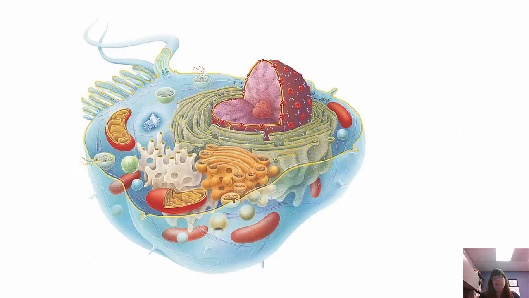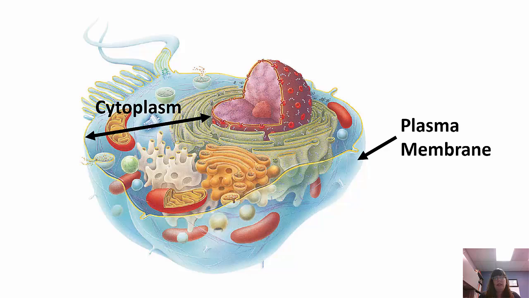Here's the plasma membrane of a typical cell. This has everything possible in this cell. So there's the plasma membrane surrounding the cell, the cytoplasm between the nucleus and the plasma membrane, and then the nucleus itself. So the nucleus is rather large, as you can see, and we're going to talk more about the specifics later on.